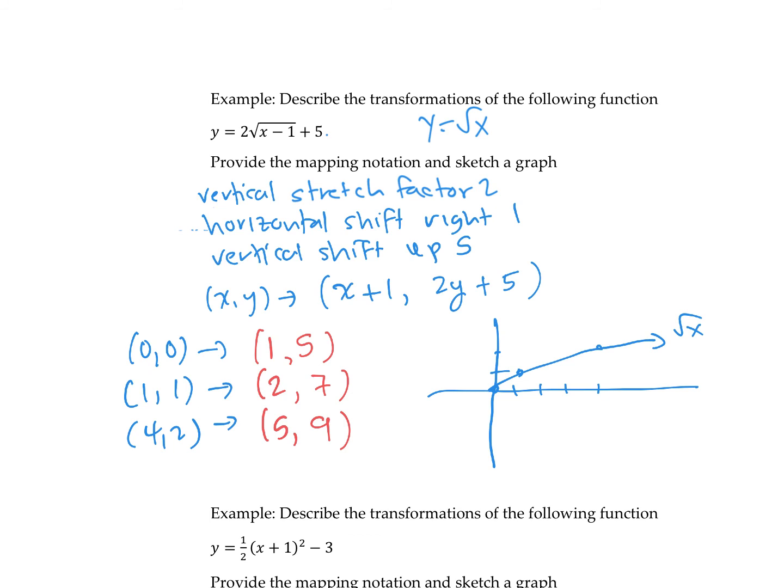Let's see if we can fit these on here. So 4, 5, and then it's going to go all the way up here. So I'm just going to estimate where these are. So 1, 5 would be approximately here. 2, 7 would be up here. And then 5, 9 would probably be somewhere up there.